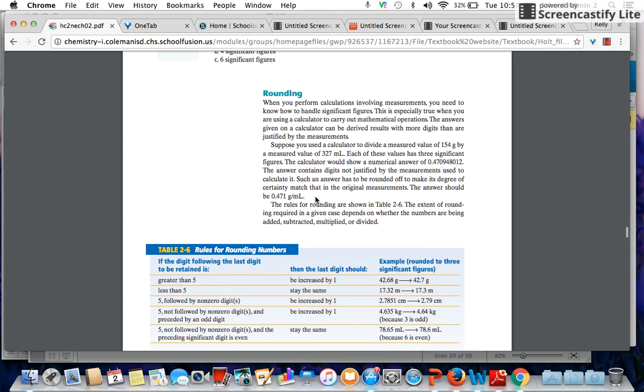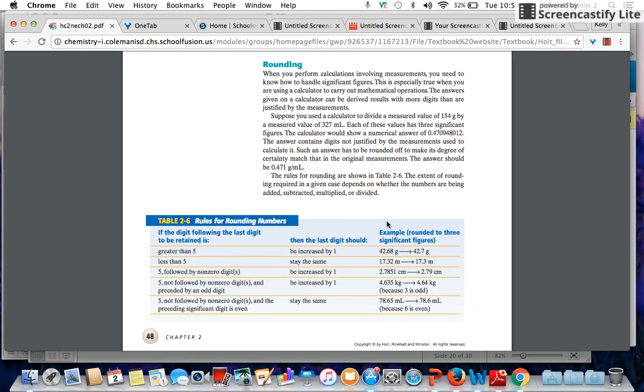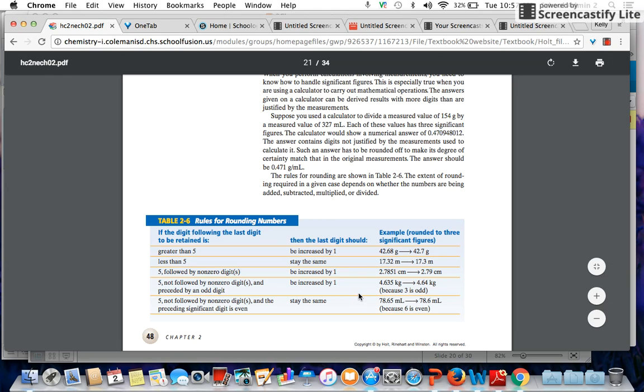All right, and now rounding. So rounding, right here are the rules, and I think you guys are familiar with this. Greater than 5, you will round up. Less than 5, then you will stay the same. You just drop that last digit.